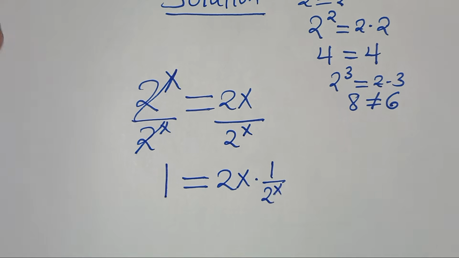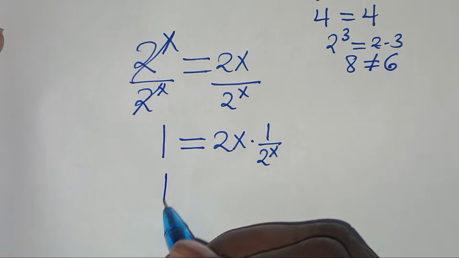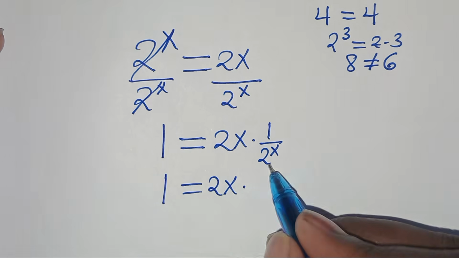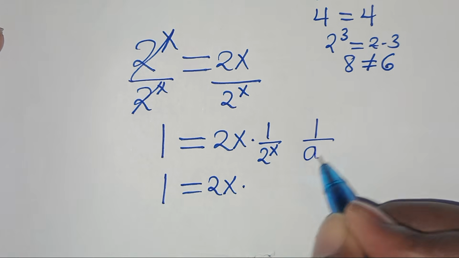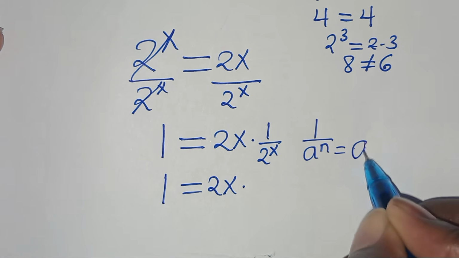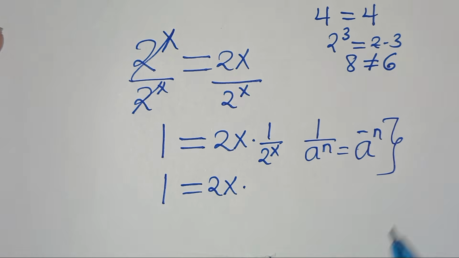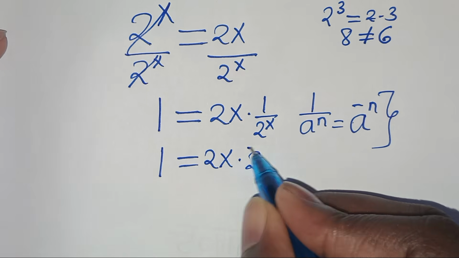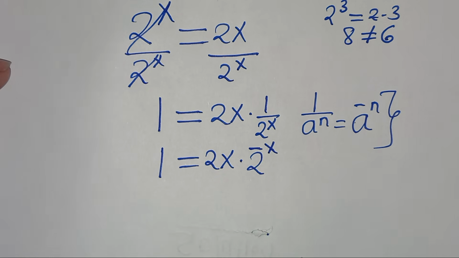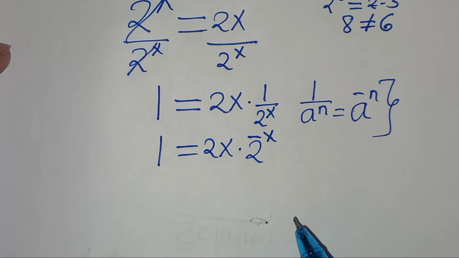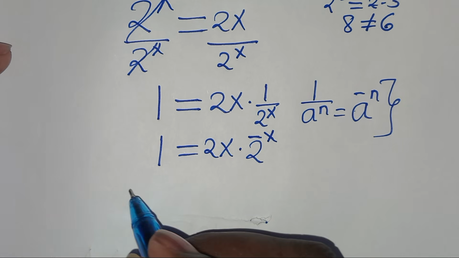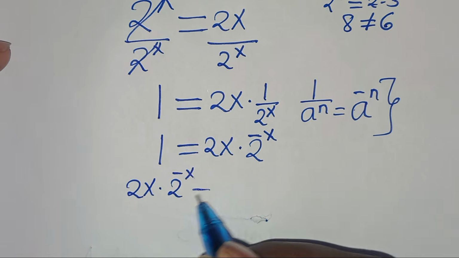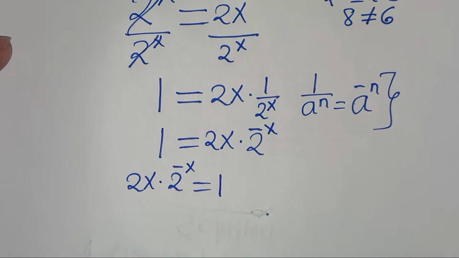So this means that 1 is equal to 2x multiplied by, this is in the form of 1 over a to the power of n, which we can express as a to the power of negative n. So applying this property, we have here 2 to the power of negative x. Now the next step from here, we can express this as 2x times 2 to the power of negative x, which is equal to 1.